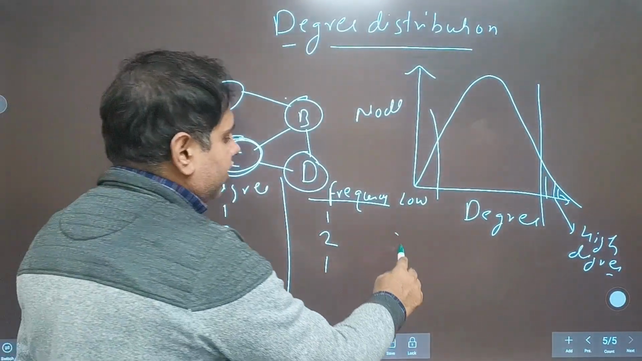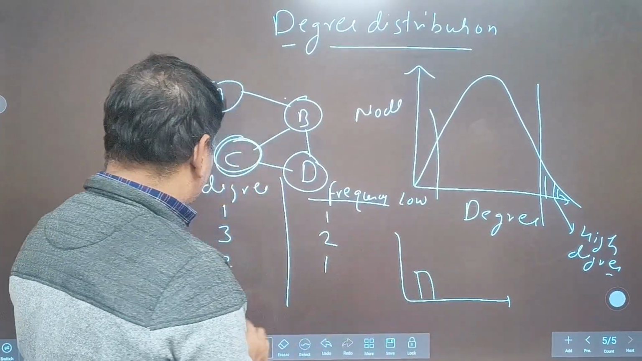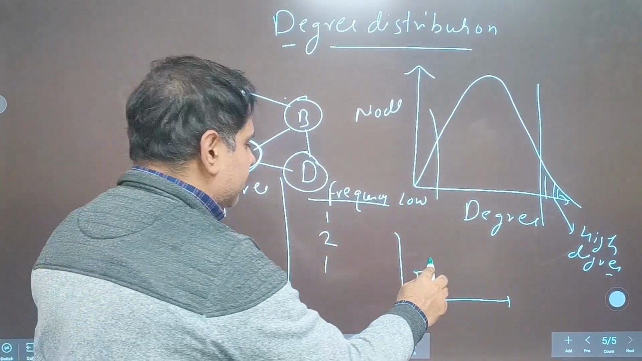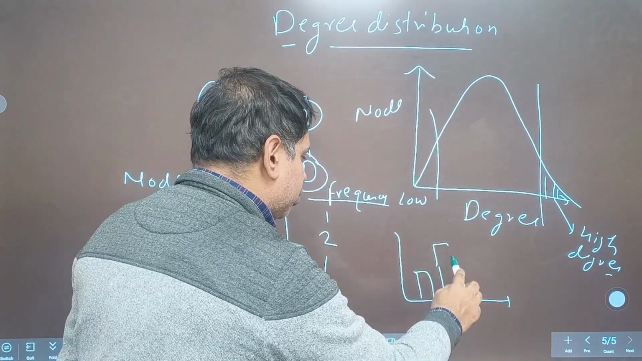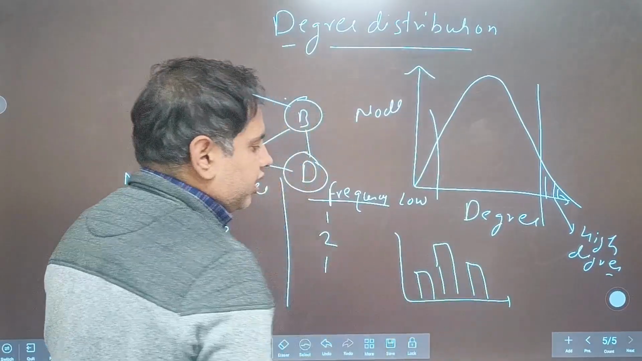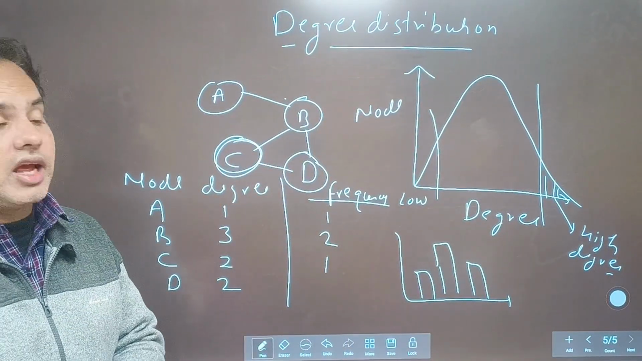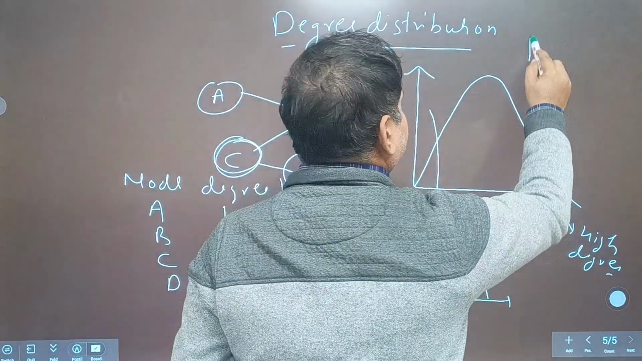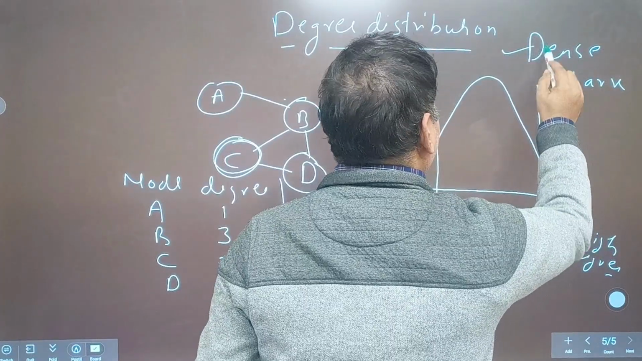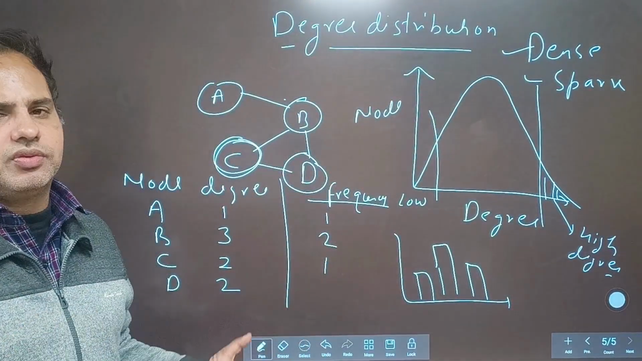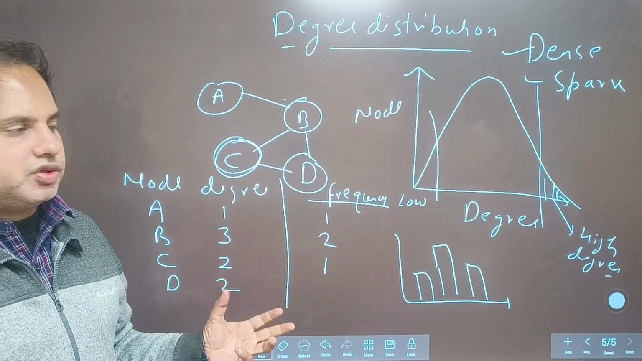When you draw this in a histogram, you will find that the number of nodes with 1 degree is 1, nodes with 2 degrees is 2, and nodes with 3 degrees is again 1. So it will be represented like this. These are degree distributions, and from the degree distribution you will get to know whether your graph is dense or sparse, and you will learn about the graph as well.